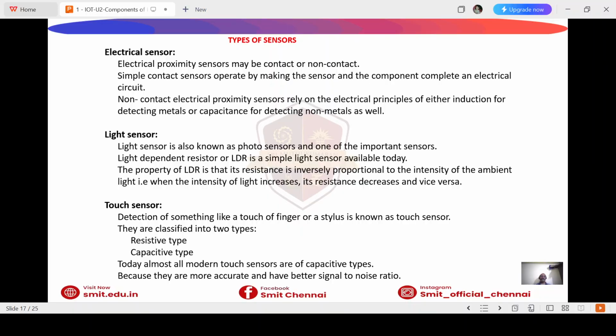And still there are so many sensors available. Types: electrical sensor, light sensor, touch sensor. Touch sensor is nothing but your fingerprint sensor, touch screen also. Wherever you have touch screen facility, you have this sensor. And the most predominantly used high precision type is the capacitive type, because they are more accurate and have better signal to noise ratio.